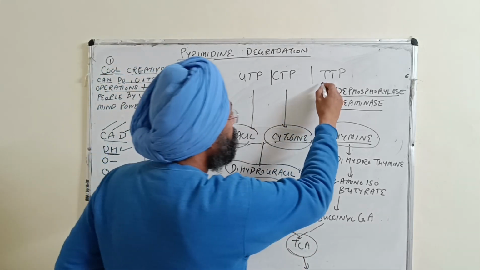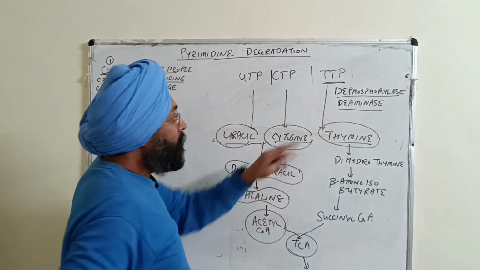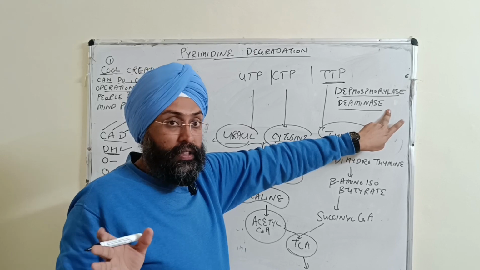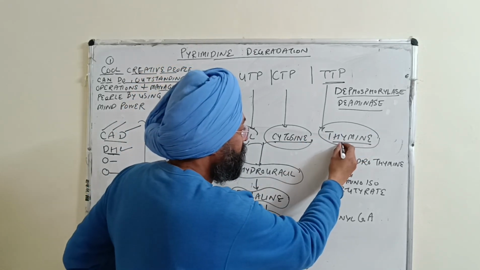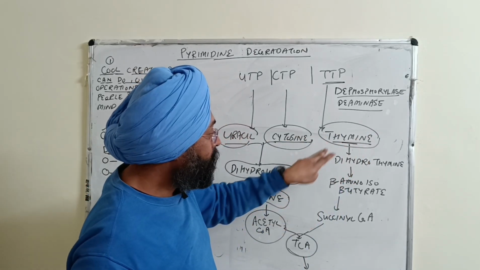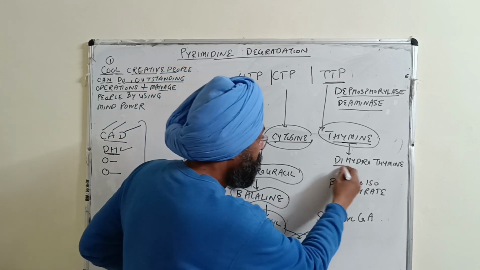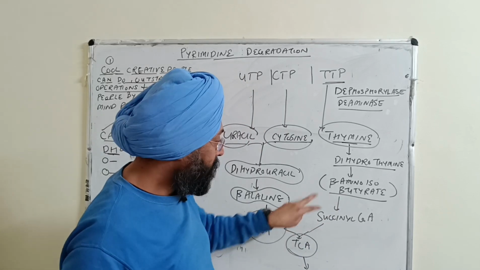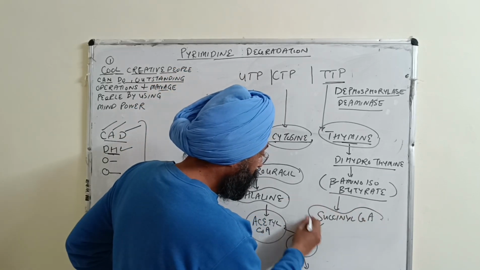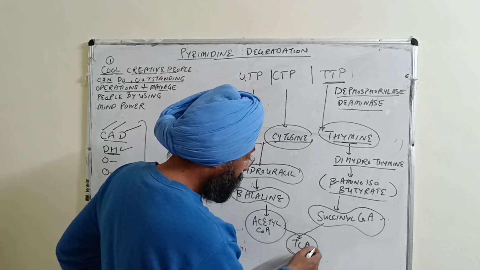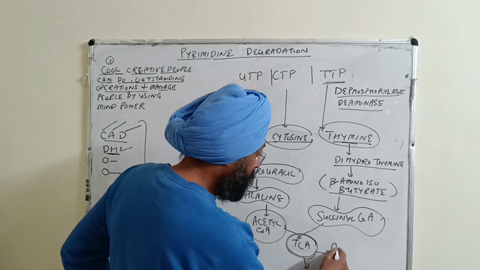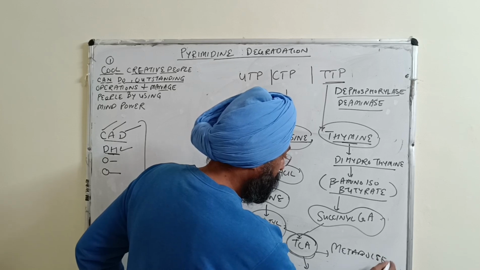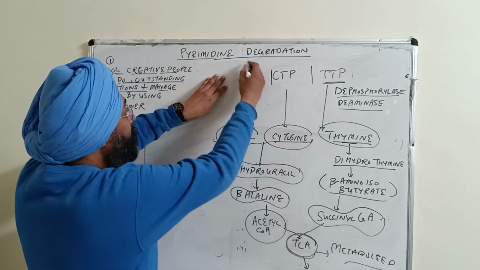And in case of thymidine triphosphate, it undergoes dephosphorylation reaction, deamination reaction, and the glycosidic bonds break down, and we'll get our thymine. Thymine will be converted into dihydrothymine and then to beta aminoisobutyrate. From here it is converted to succinyl CoA. From succinyl CoA it enters the TCA cycle and is further metabolized, right? So that finishes with our degradation.